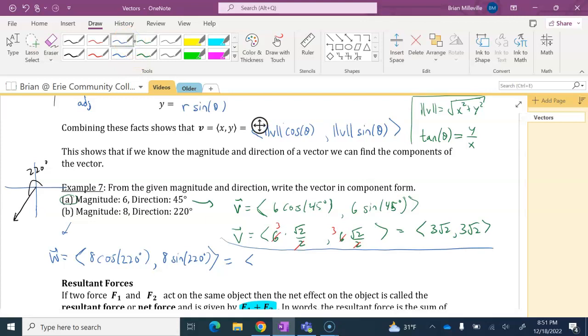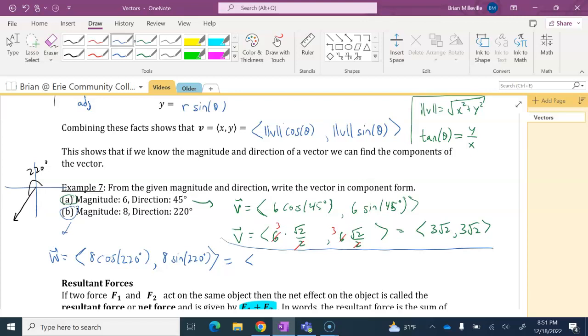For part B, for the vector, we'll call that vector w, the magnitude is 8. The direction, when we say direction, we're assuming that's implying it's the angle from the positive x-axis as we have drawn there on the left side of the screen. So we're having 8 times cosine of 220 and then 8 times sine of 220.